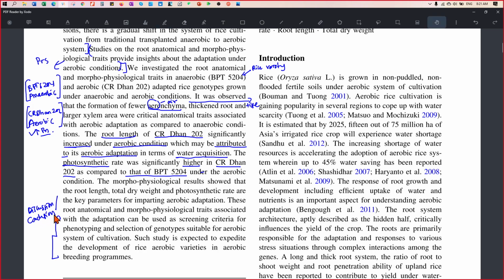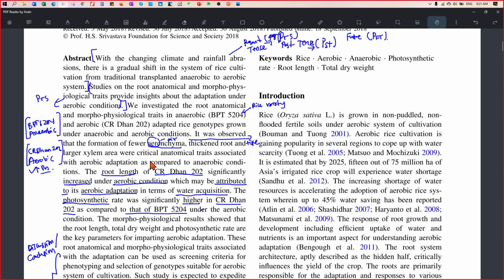So they make comparison between two rice performance, the aerobic and anaerobic rice performance in opposite environment, and then they make measurements, and then they found out that one variety is more adaptable to one growing condition because of certain adaptation, right? Anatomical adaptation, of course. Okay, so very good that.